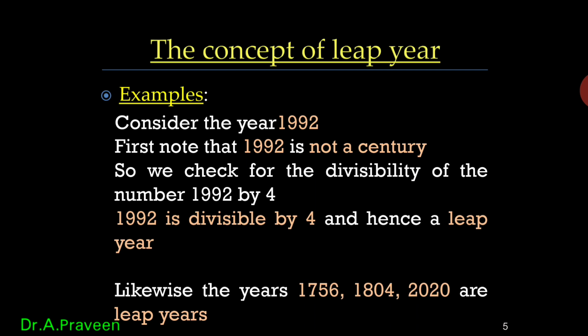Likewise, each of the years 1756, 1804, 2020 is a leap year. We find that each of these years is not a century, and each of these years is divisible by 4, and hence they are leap years.